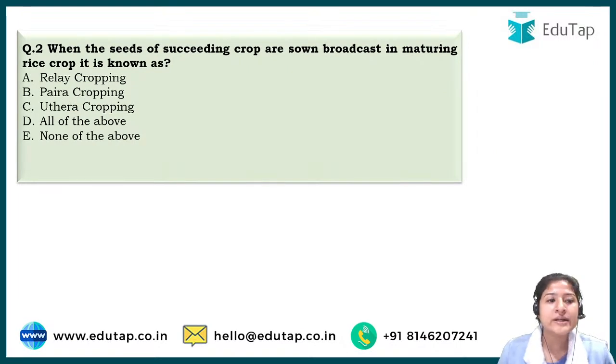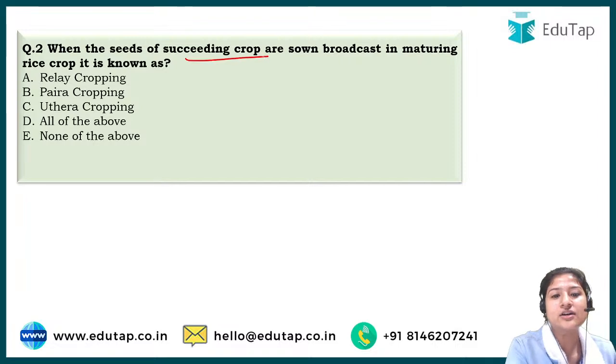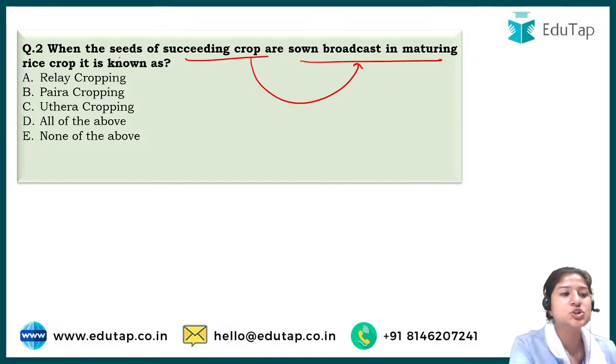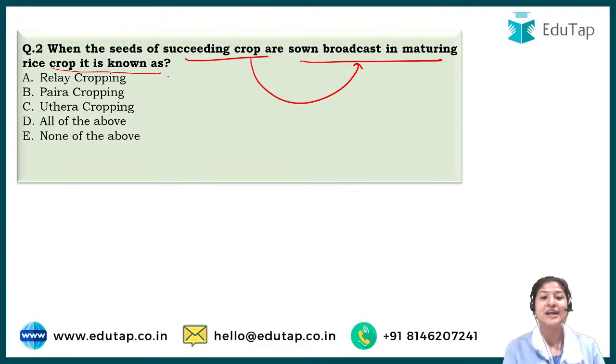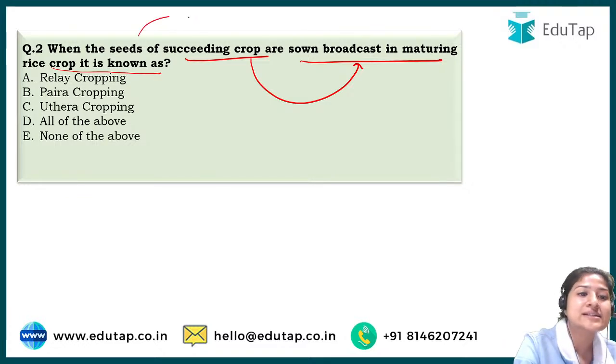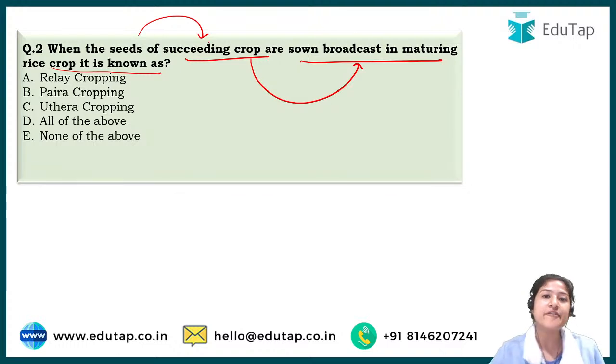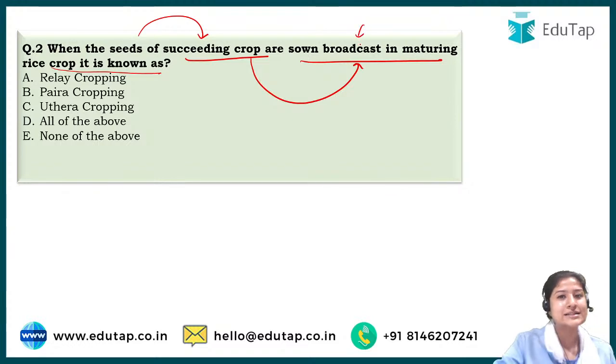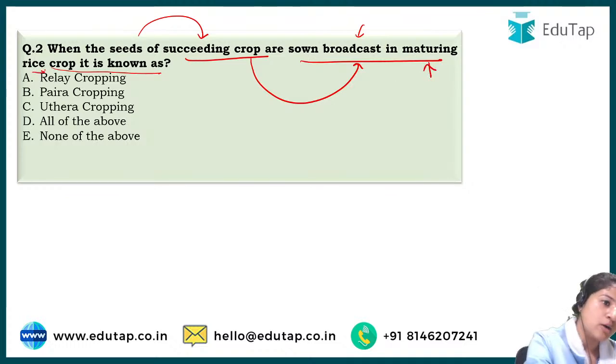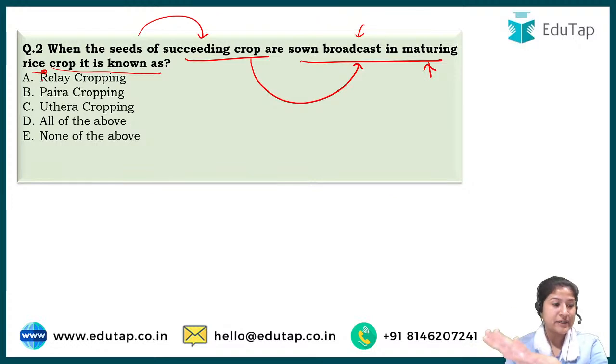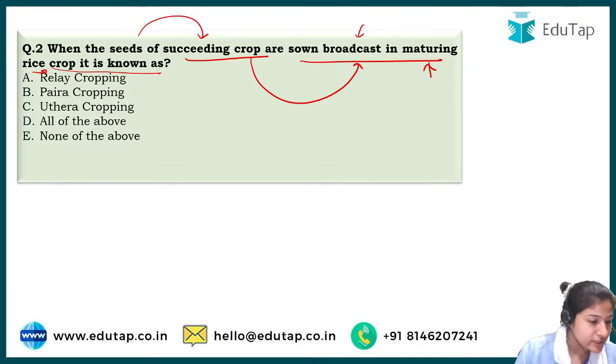Next is question number 2. It asks, when the seeds of succeeding crops are sown broadcast in a maturing rice crop, it is known as what? The succeeding crop is the crop that comes afterwards. Broadcasting is the method of randomly sowing the seeds. So when the rice crop is at the verge of maturity and you have already broadcasted the seeds of the succeeding crop, it is known as what?